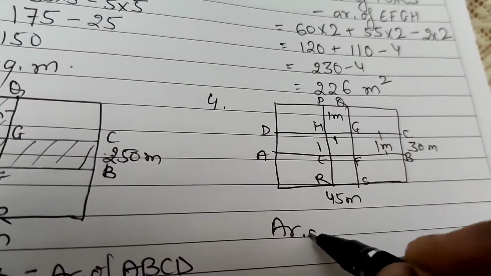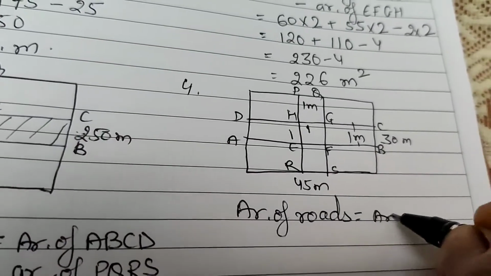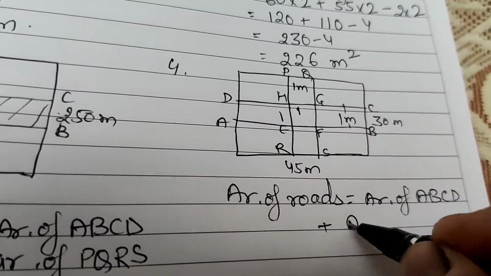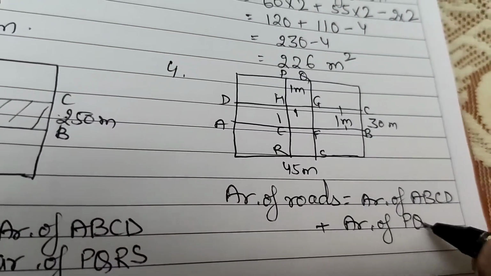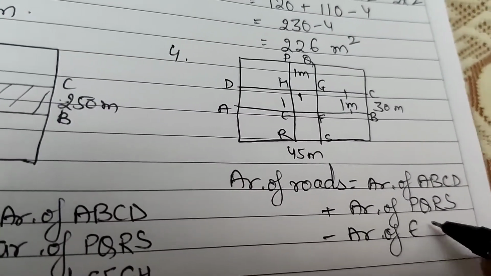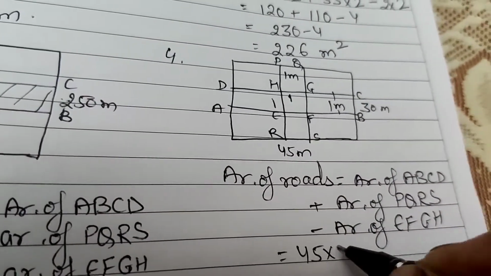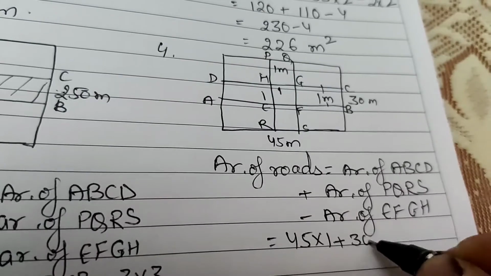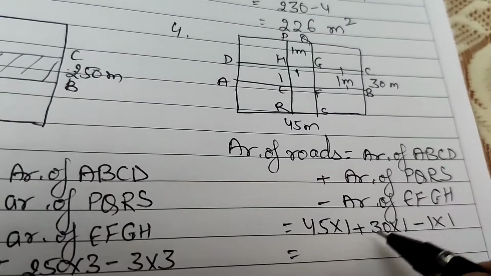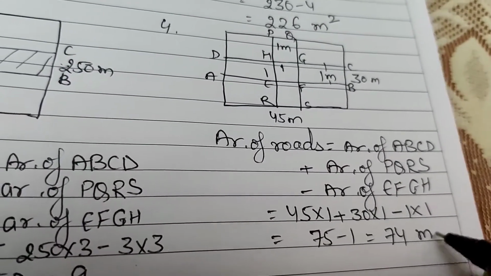Same. Area of roads means area of ABCD plus area of PQRS minus area of EFGH. Okay. So simple. 45 into 1. Roads are 1 meter broad. 30 into 1 minus 1 into 1. 45 plus 30, 75 minus 1. It is 74 meter square.